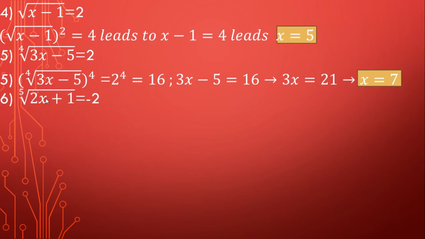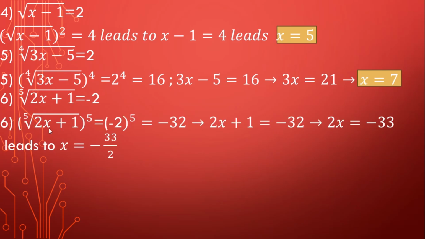Fifth radical of 2x plus 1 equals minus 2. When the index is odd, the radical may be negative, but if the index is even, the answer should always be positive. So we raise to the power 5 both sides, we get fifth radical of 2x plus 1 to the power 5 equals minus 2 to the power 5 equals minus 32. Fifth radical to the power 5 is 2x plus 1. 2x plus 1 equals minus 32, 2x equals minus 33, x equals minus 33 over 2.